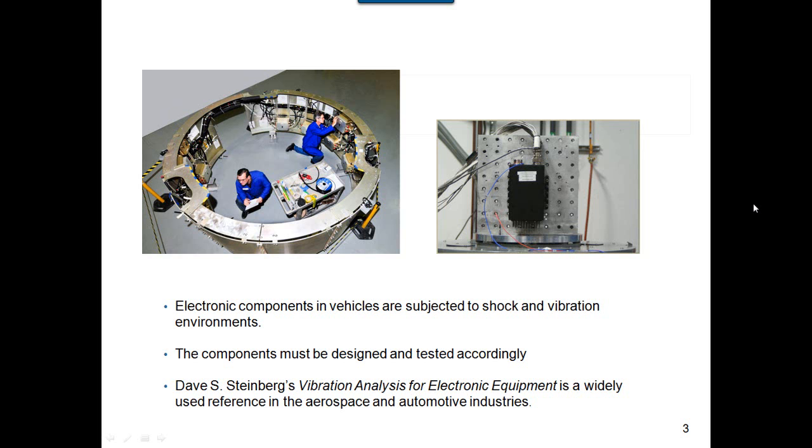So on the right image there's an avionics box of some sort, and it's mounted to a cube fixture, which is in turn mounted to a shaker table, and the avionics box is undergoing vibration testing and possibly also shock testing as well.